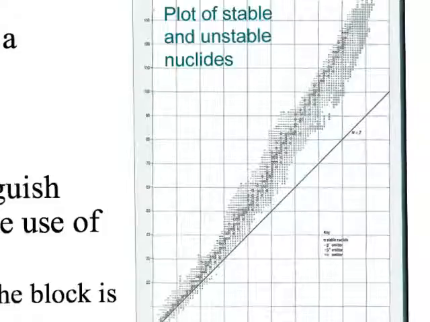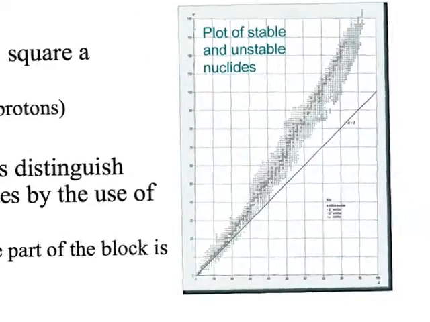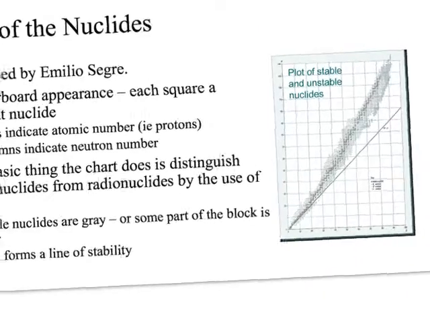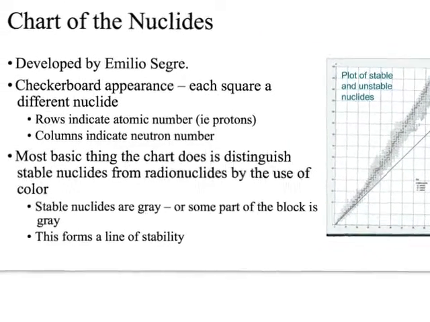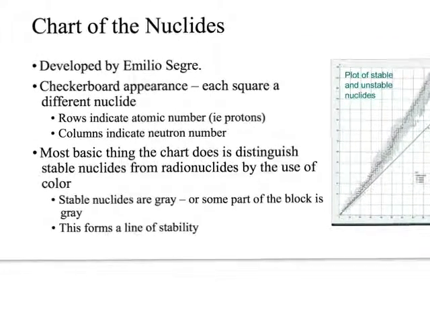There's going to be different isotopes that are radioactive. Some of them may be not radioactive, but are still isotopes. So this initially was developed by Emilio Segre, and it has a checkerboard appearance where each square represents a different nuclide. And so, like we talked about, the rows are going to be the protons or the atomic number.